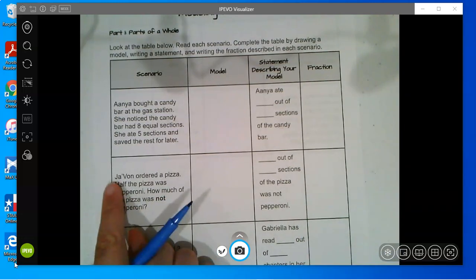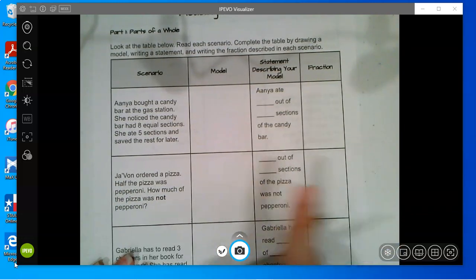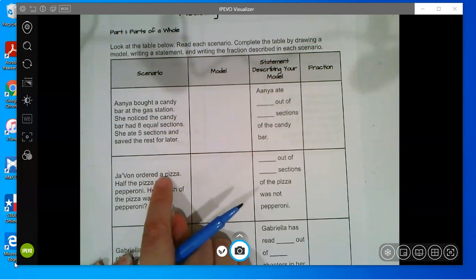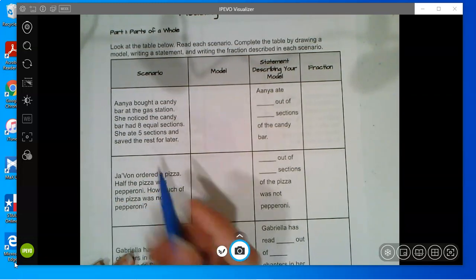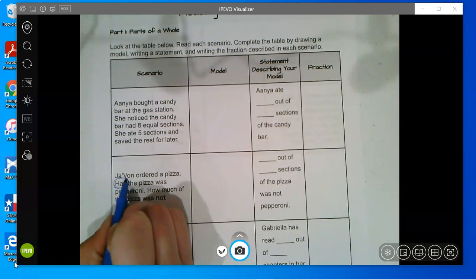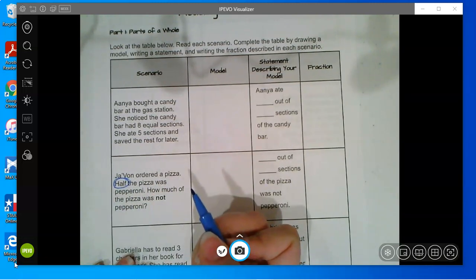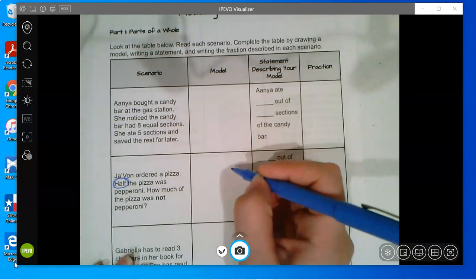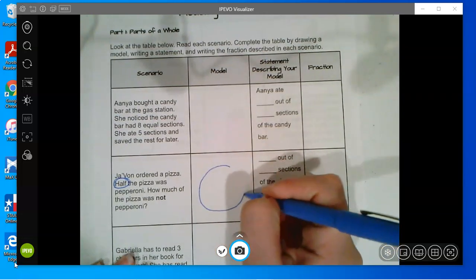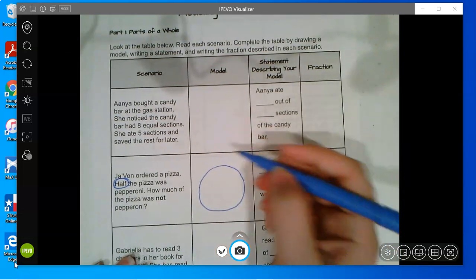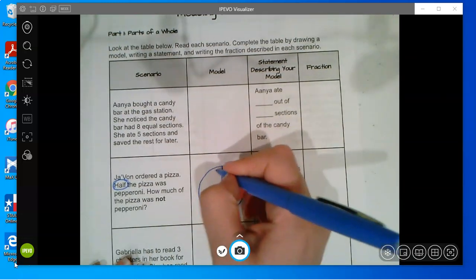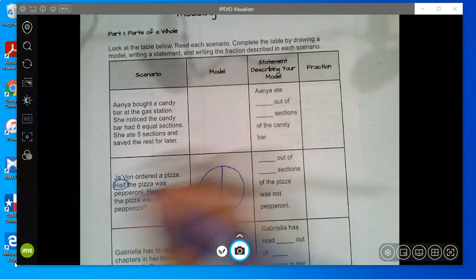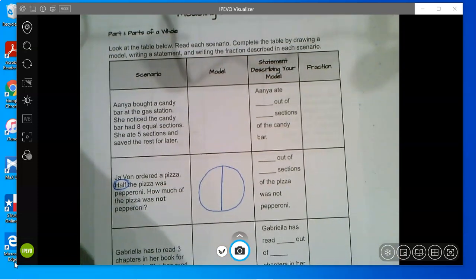Okay, so this one right here is what we're going to do. So Javon ordered a pizza. Half the pizza was pepperoni. How much of the pizza was not pepperoni? So this word right here, half, is how we're going to cut our pizza. So I'm going to draw a circle. You could draw a square, but pizzas use circles. And I'm going to cut it in half because it says half. So this half over here, you can draw pepperonis on there if you want to draw it.